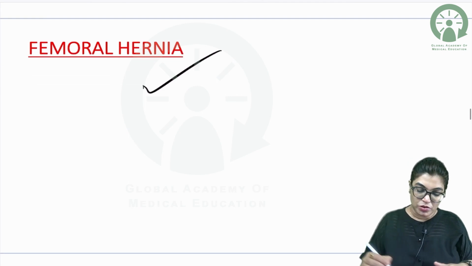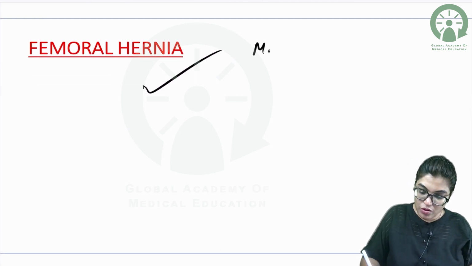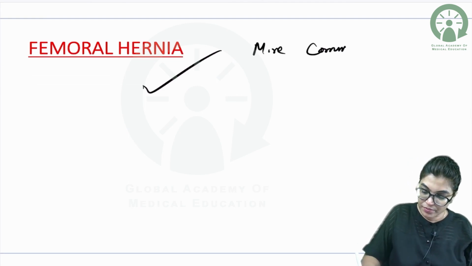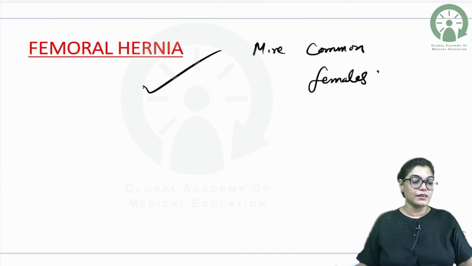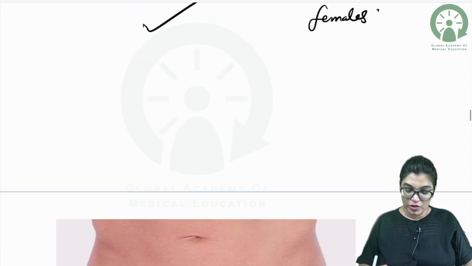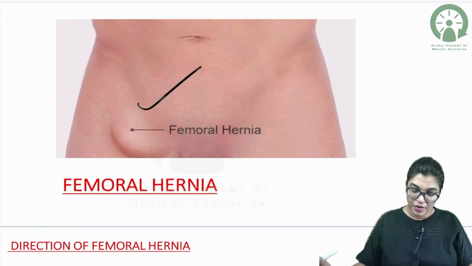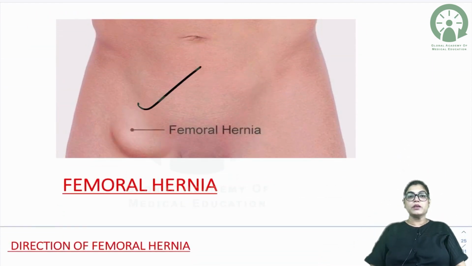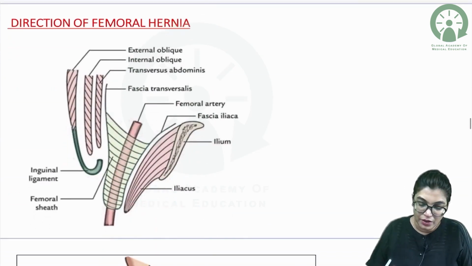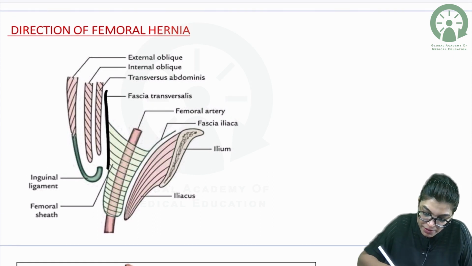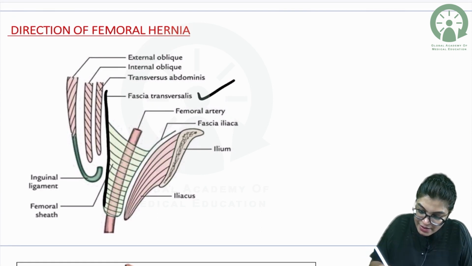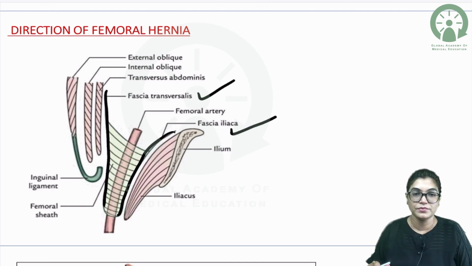So, this femoral hernia is more common in females. And the reason I have told you: wider pelvis and the lower caliber of the femoral vessels. So this is the case of herniation. You can see the herniation is occurring below the inguinal ligament and lateral to the pubic tubercle. Now, here you can see the femoral sheath anterior wall is formed by fascia transversalis, and the posterior wall of the sheath is formed by fascia iliaca.